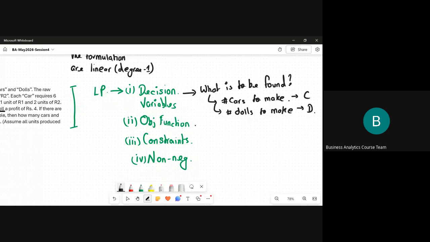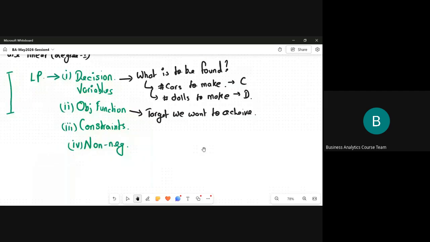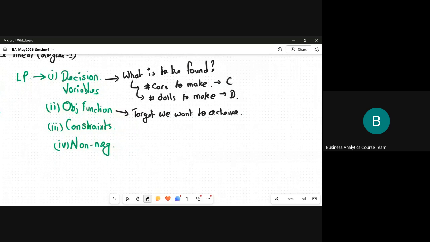What is the objective function? It is the target, or the goal we want to achieve. So in this problem, what is our goal? We want to make cars and dolls that can be sold so that we maximize the profit. So the objective is to maximize profit.